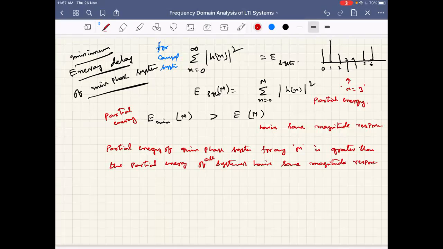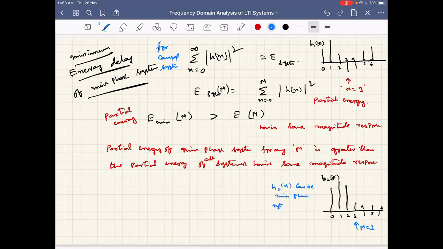It means that if I say that there is a system h1 of n, and I give you another h2 of n, and both have the same magnitude response, and I ask which is the minimum phase system between these two, given these impulse responses over 0, 1, 2, 3, 4, 5, 6, all the possible systems with different impulse responses having the same magnitude response, then h2 of n is the minimum phase system, not h1 of n.